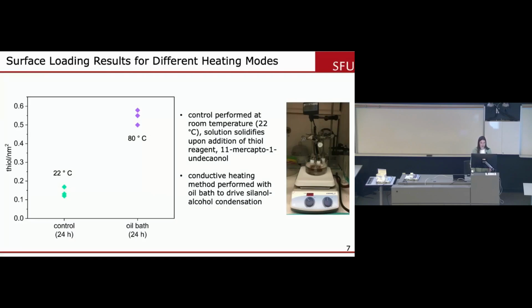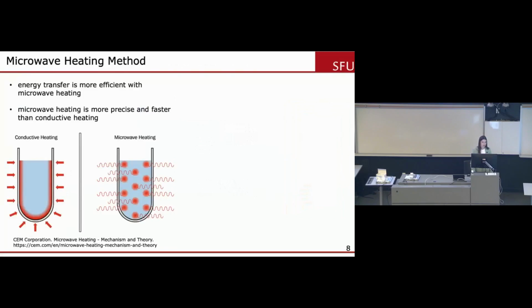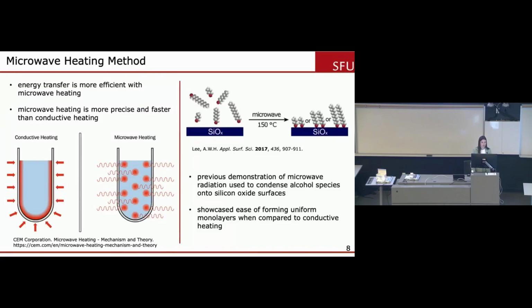So really simple setup, but a long time for each. 24 hours is a long time to wait for one functionalization reaction. But these were the results we found, and this is what was carried out in work previously. So then we took an idea of using microwave heating to speed up this reaction. And since the energy transfer with microwave heating is much more efficient than with conductive heating, we thought this might be a good approach to speed up this reaction and make scaling this up much easier.